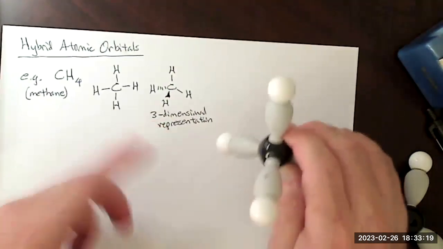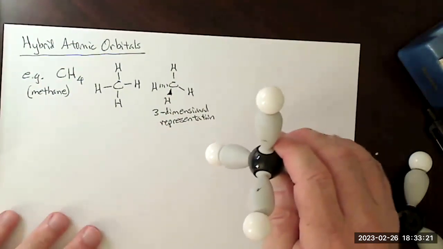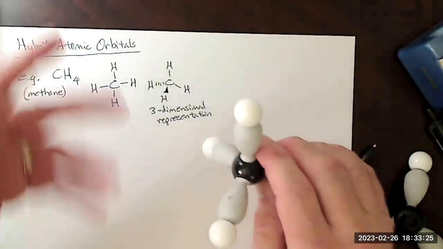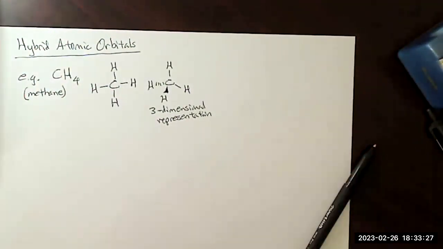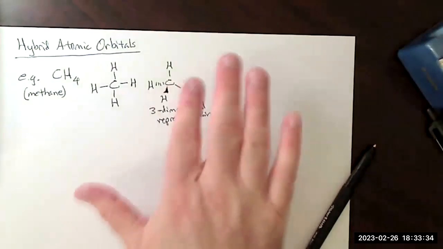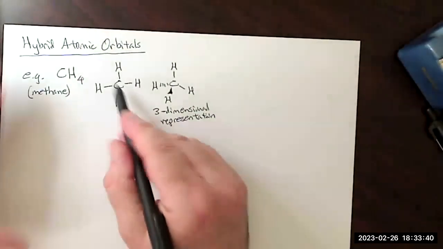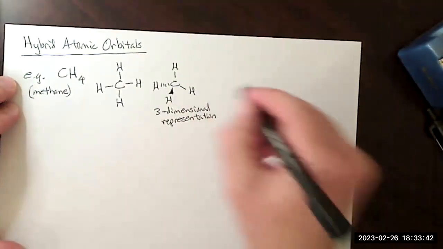So this is a standard way of representing 3D structures on a 2D piece of paper. And I'll talk more about this later, and you will want to get used to doing these types of drawings. So this structure, again, it's not flat, it's not planar, it is tetrahedral.